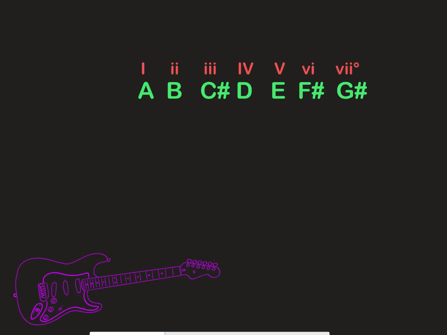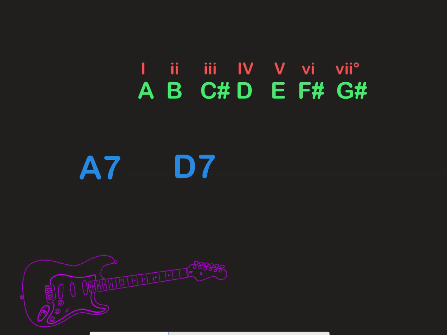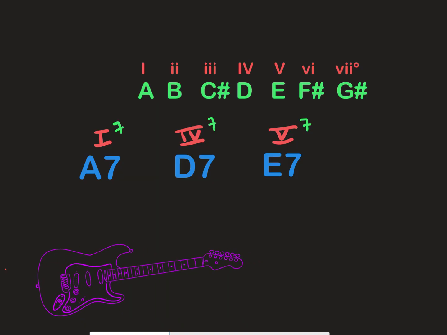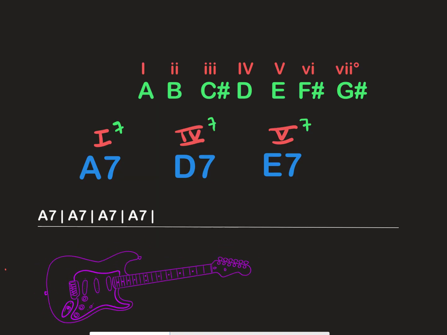Now let's shift to the blues. The 12-bar blues uses a similar idea, movement between chords, but with a different sound. In A, the chords are the 1 chord, A7, the 4 chord, D7, and the 5 chord, E7. And the structure goes like this. A7 for 4 bars.